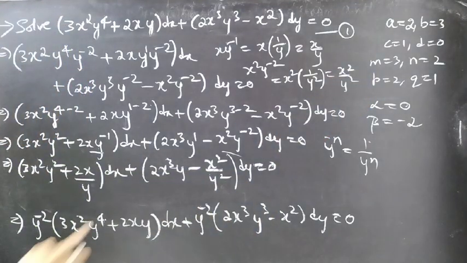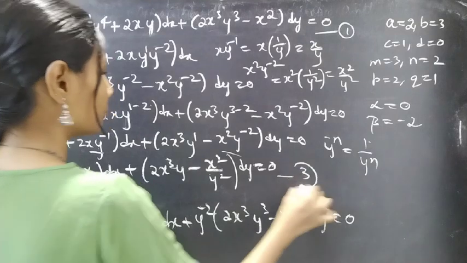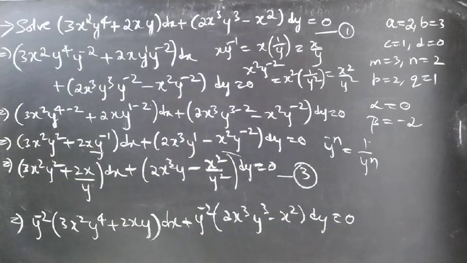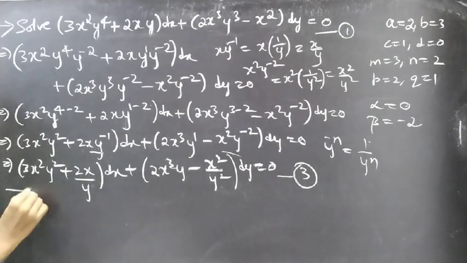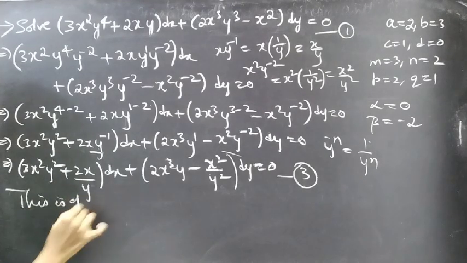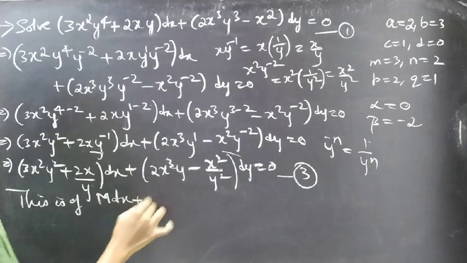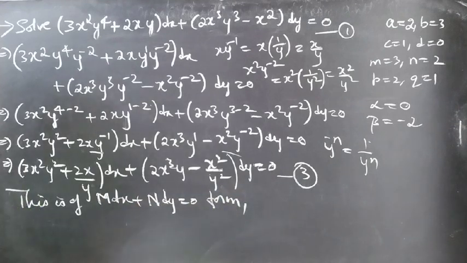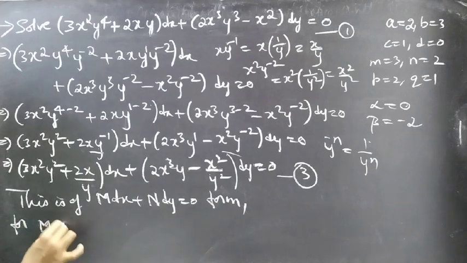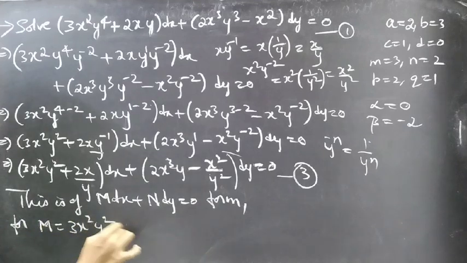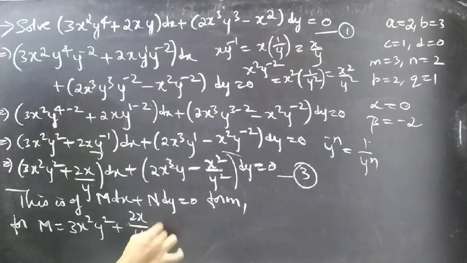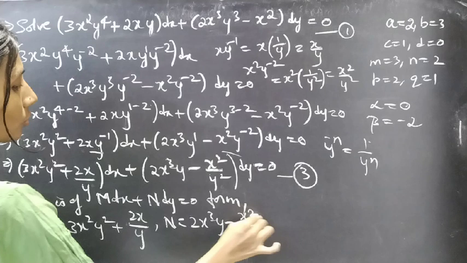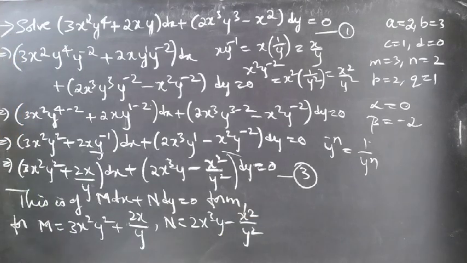Okay. Now consider this equation as equation number 3, which is of M dx plus N dy equal to 0 form. This is of M dx plus N dy equal to 0 form for M equal to 3x square y square plus 2x by y and N equal to 2x cube y minus x square by y square.